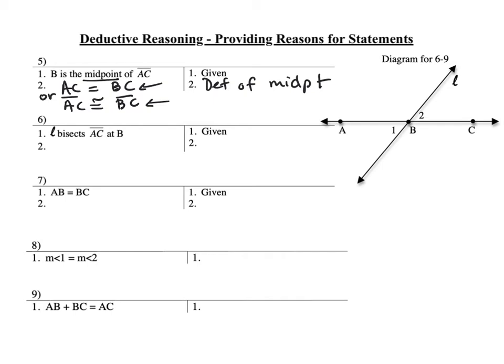L bisects AC at B, so we must be able to state something. L is a line, and it's bisecting a segment, so that's going to be the definition of segment bisector. Now, it'd be easy to make a mistake here. You need to look at the definition of segment bisector. If a line bisects a segment, then it passes through the midpoint. So this is B is the midpoint of AC. And that's the definition of the segment bisector.